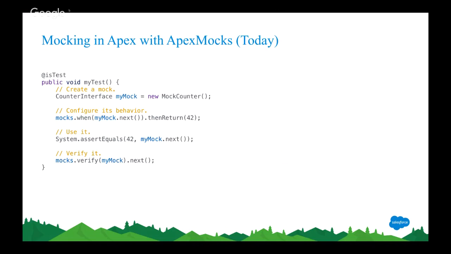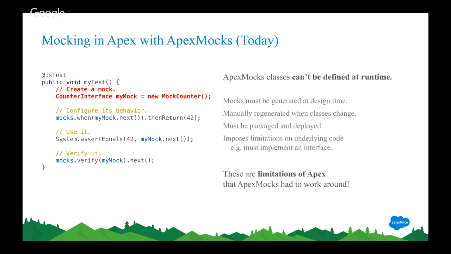As we go through, the rest of it's relatively similar. You can do your when to log a call and return a specific amount. You have your normal assert statement, and then you have your verify call. The main problem here, as I called out already, is that this class can't be defined at runtime. Before this code can even be written, you have to set up this mock counter implementation. In ApexMocks in particular, it actually is generated code, so you'll use a Java jar file as part of your build process to generate a mocks class, which contains implementations of all of your interfaces.